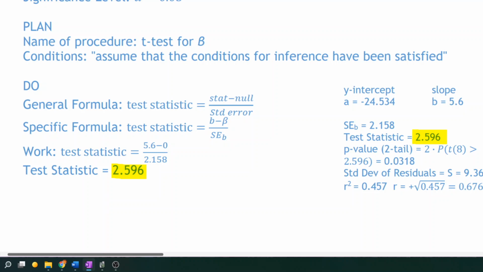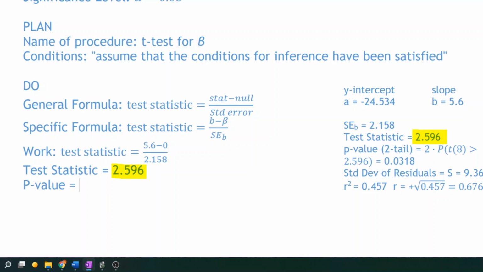So the work that we're doing here, again, is just for show, much like the way that our work was just for show when we were doing our chi-square procedures. In any case, the chart gave us the value of 2.596 for the test statistic. You don't even need to grab your calculator for that.